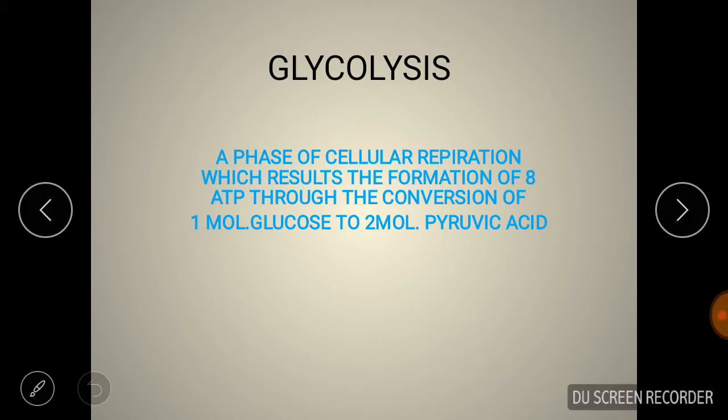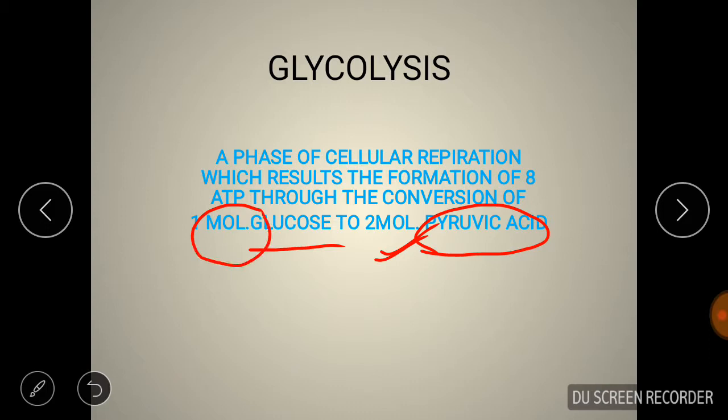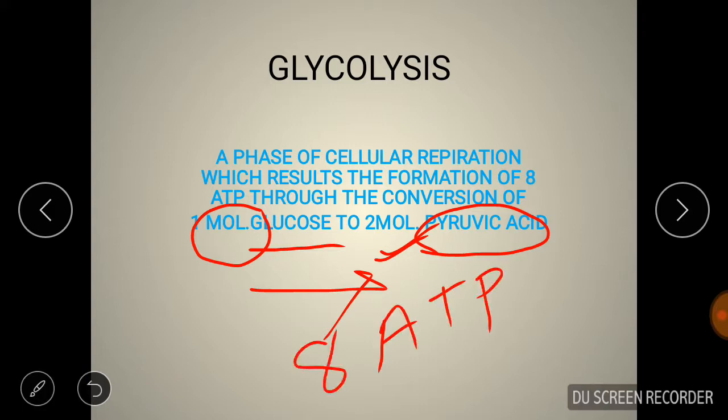Now, glycolysis means the formation of pyruvic acid. How many? There will be two pyruvic acids from only one molecule of glucose. So the conversion of one molecule of glucose to two molecules of pyruvic acid is called glycolysis, and it will produce how many ATP? We all know there will be 8 molecules of ATP.